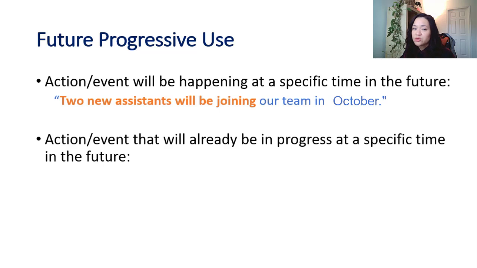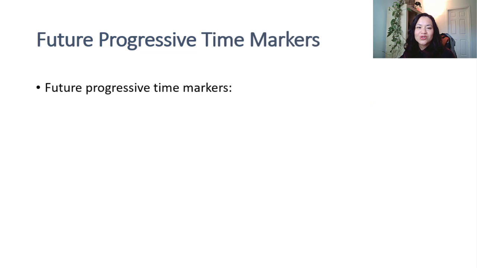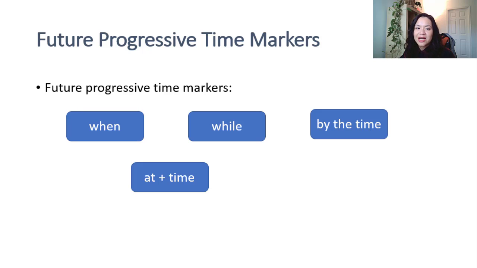And of course, when you describe a future activity that will already be in progress at a specific time in the future, we must use the progressive form. When you get to the office, I'll be working on the upgrades. From this, we can see that the time expressions used will be similar to other progressive verbs. When, while, by the time, as well as specific times in the future, at 10, in 2 months, etc.